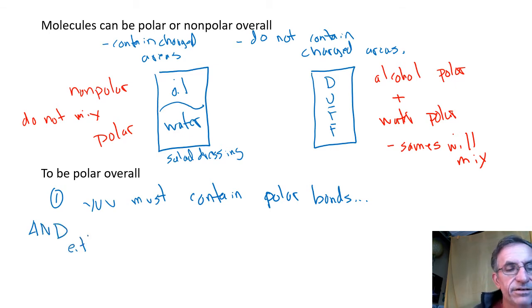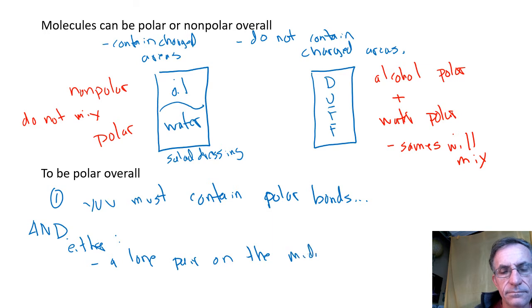Either a lone pair on the middle atom, at least one lone pair on the middle atom, or the other option is different atoms attached to the middle atom.